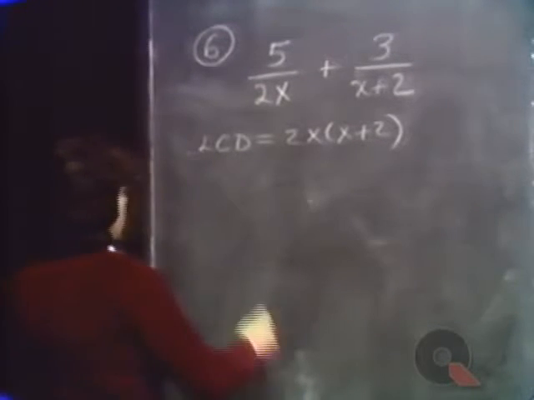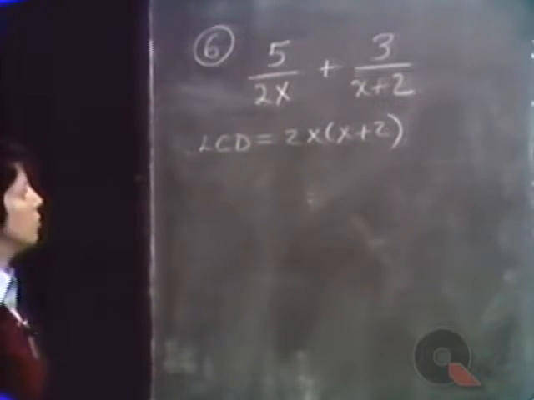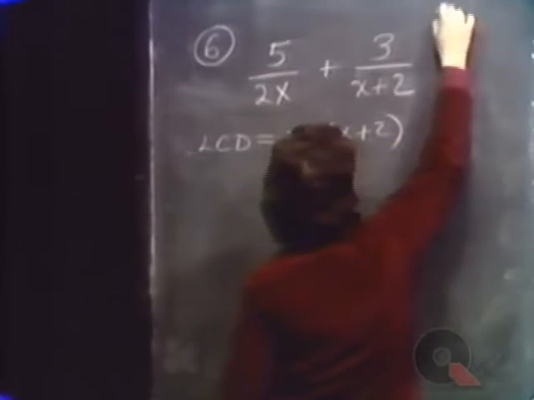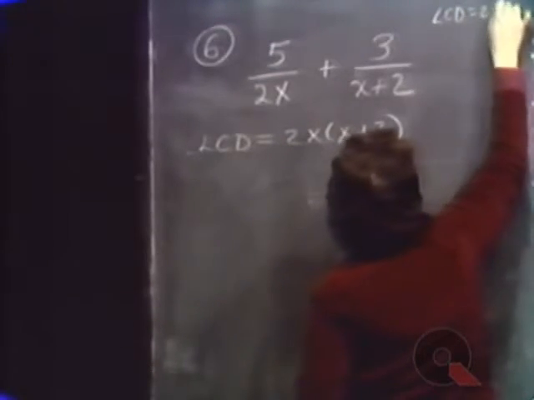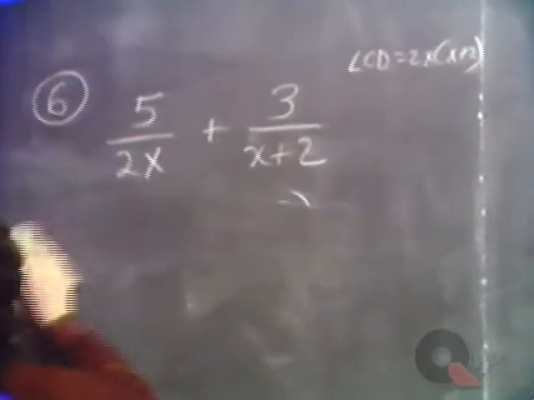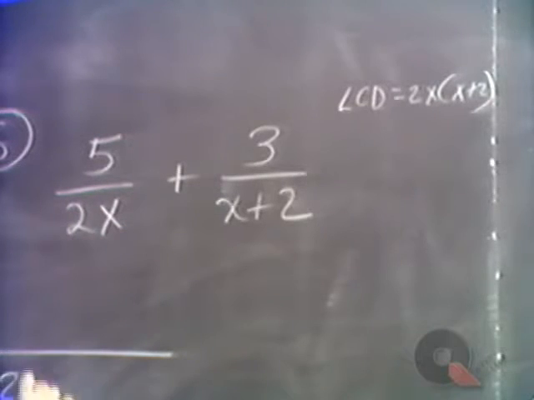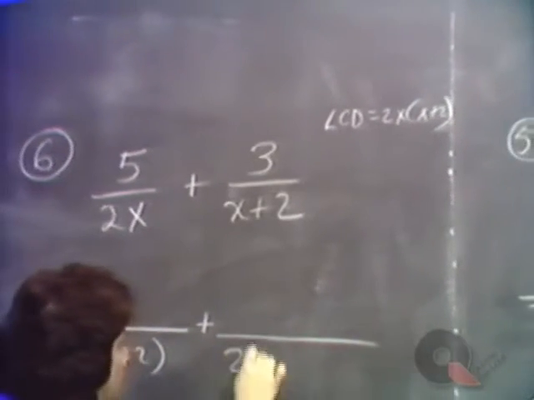Okay, so what we're going to do is to build fractions equivalent to each of these having this denominator, 2x times x plus 2. Let me just write this here. 2x times x plus 2. So we're going to replace this fraction by one which is equivalent to it having that denominator, and this one as well.